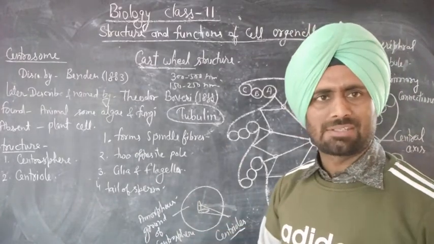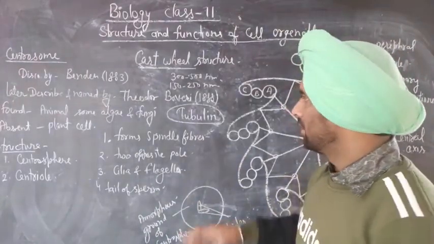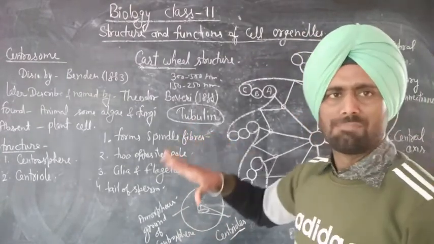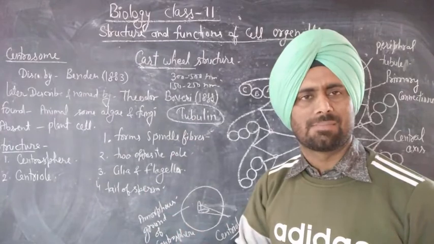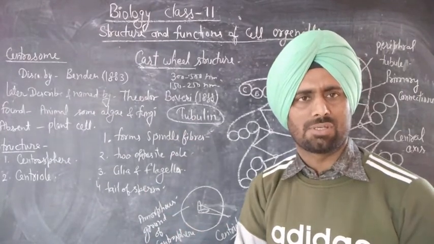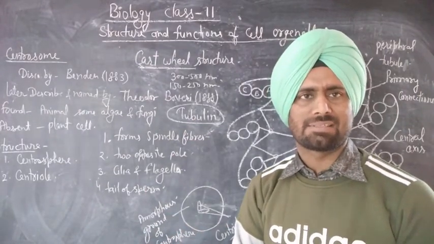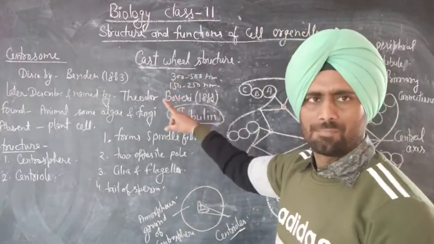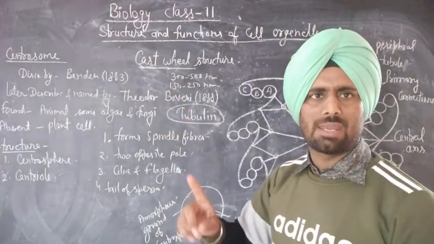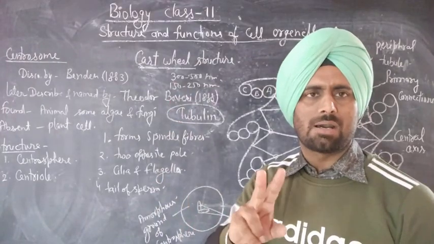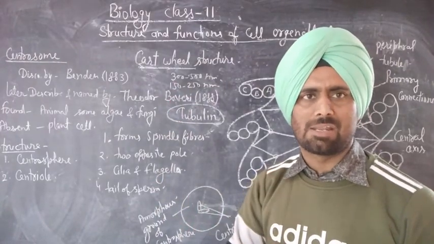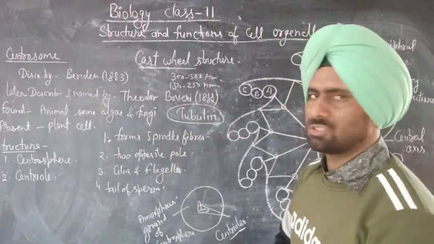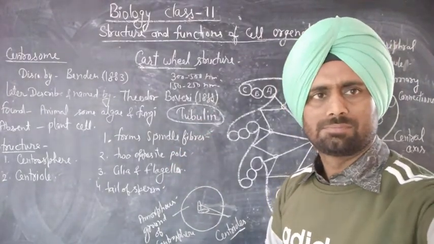Okay, next cell organelles. One important point: the centriole is a membraneless cell organelle. If any question talks about membraneless cell organelles, then the answer is centrosome. Centrosomes and ribosomes both are membraneless cell organelles. So next, our topic is ribosomes.